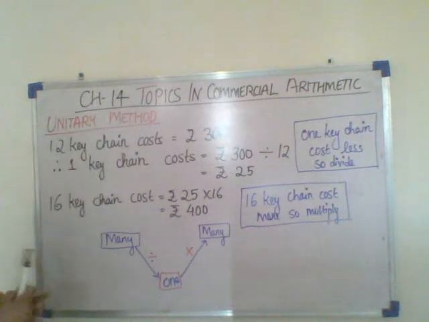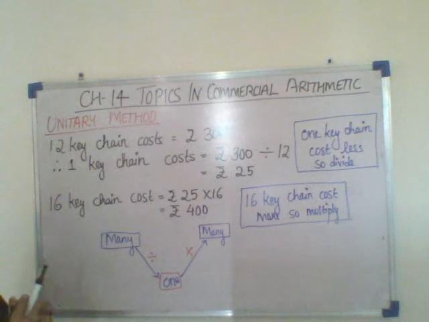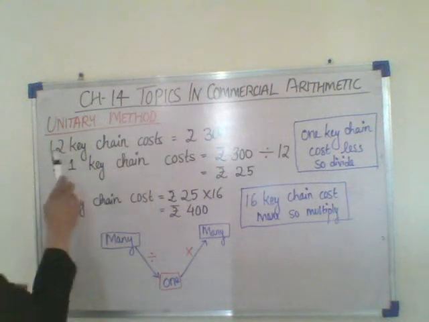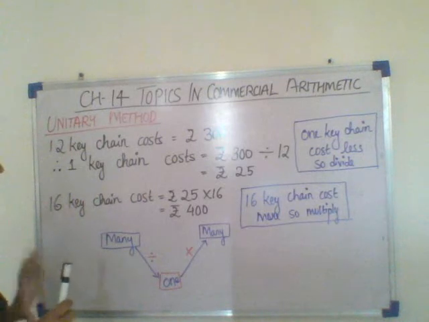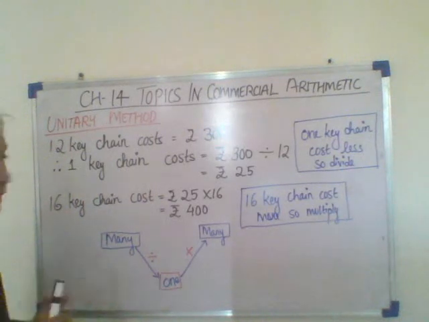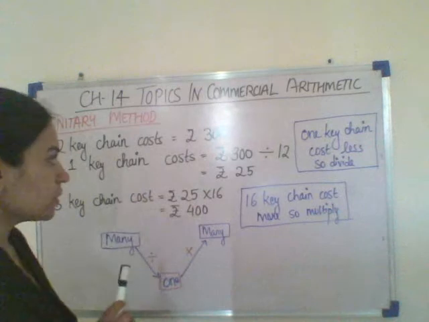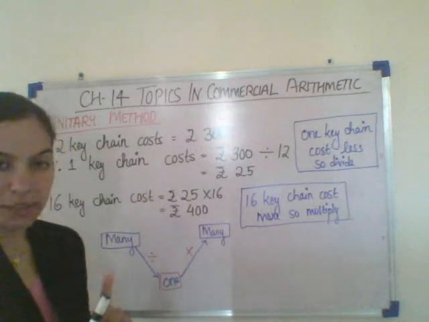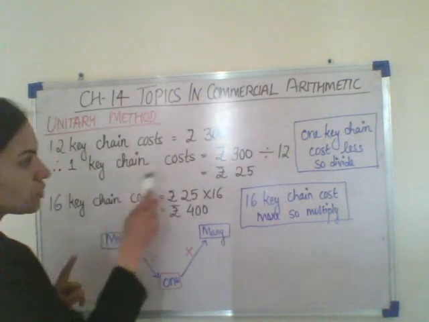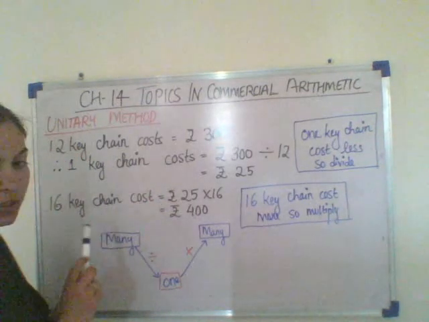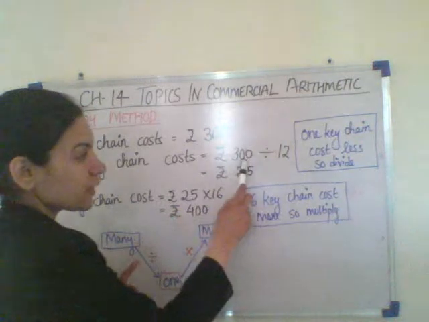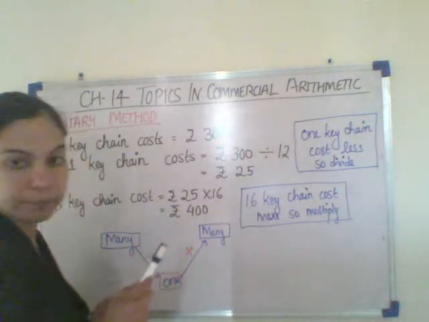In order to study the unitary method, here I have written a problem. There are a total of 12 keychains. The cost of the 12 keychains together is rupees 300. So what will be the cost of one keychain? If you want to find the cost of one, then 300 divided by 12.